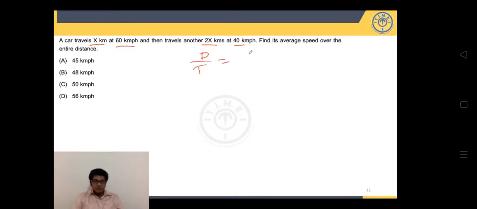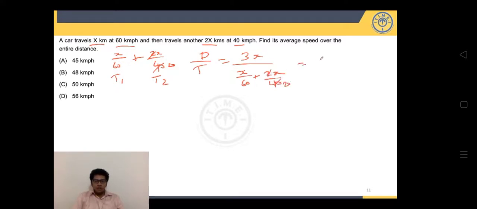x plus 2x, which is 3x, divided by total time, t1 plus t2. What is t1? x by 60. What is t2? 2x by 40. So I should just add these. This is t1, this is t2. So x by 60 plus 2x by 40. 2x by 40 is nothing but x by 20. So 3x divided by x by 60 plus 2x by 40 will be our answer.